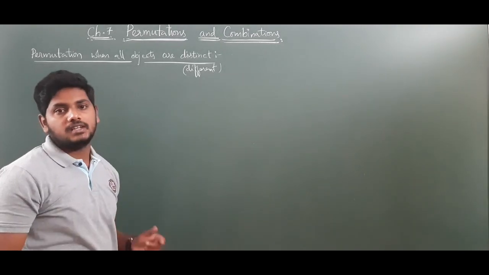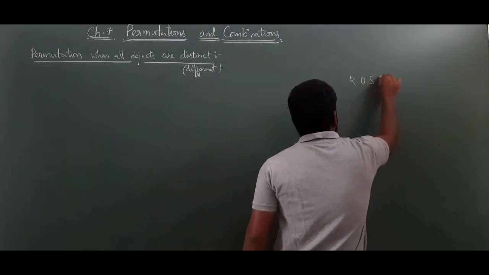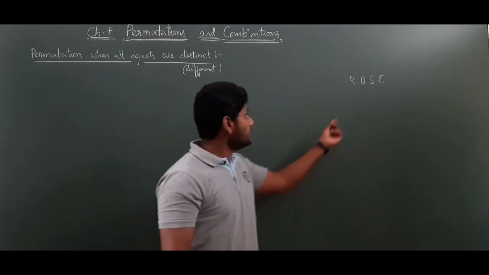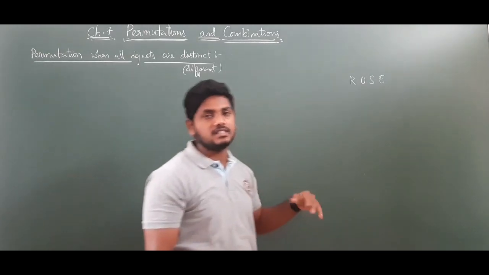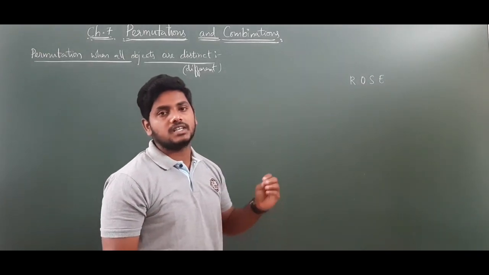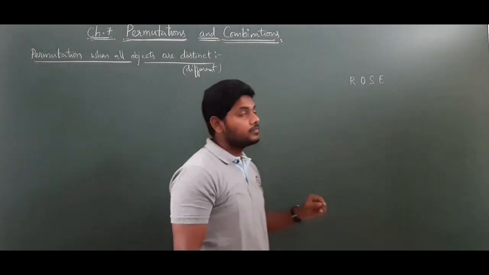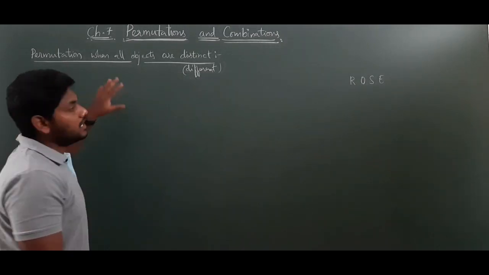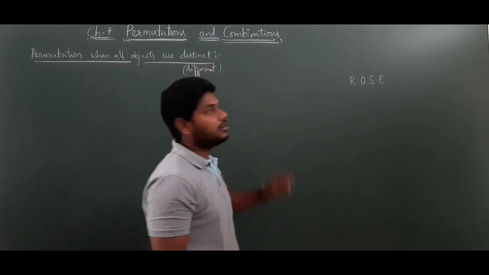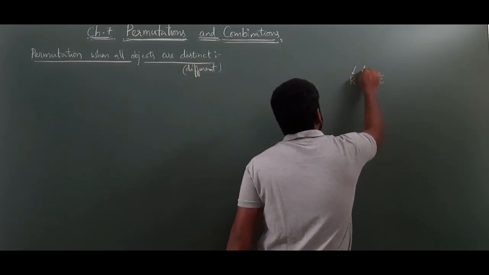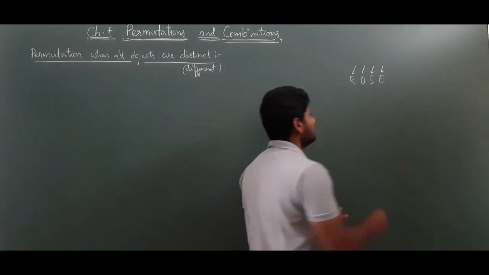See, again I am considering the word ROSE. In this, individually R, O, S, E, those we will consider as objects, right? Objects are letters or numbers like that. So if we consider these as objects, while forming different types of permutations, when all objects are distinct, that is nothing but different. R is different, O is different, S is different, E is different, right? So these are different words.